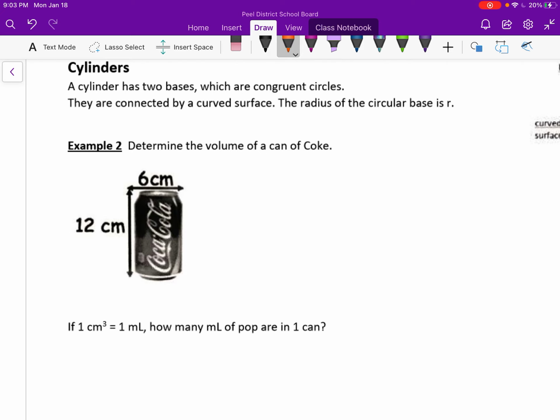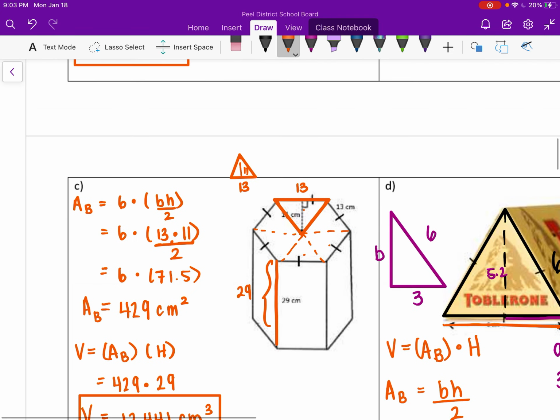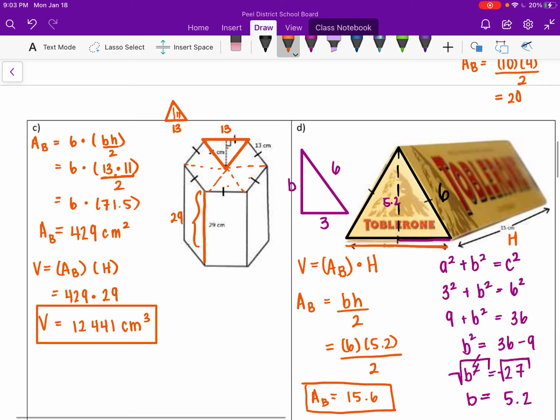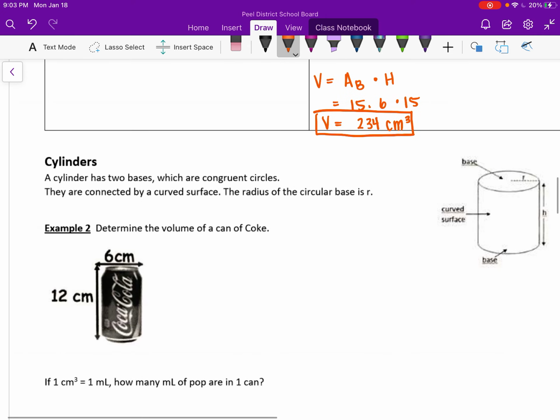Okay, so moving forward, that was just prisms, right? So we had a very well thought out formula for prisms. Cylinders also have two bases, but they're circles. Because they're circles, instead of having the boxy shape, they have more of a rounded shape. They're connected by a curved surface, and the radius of the circular base right here is r. If we went all the way across, that would be d.